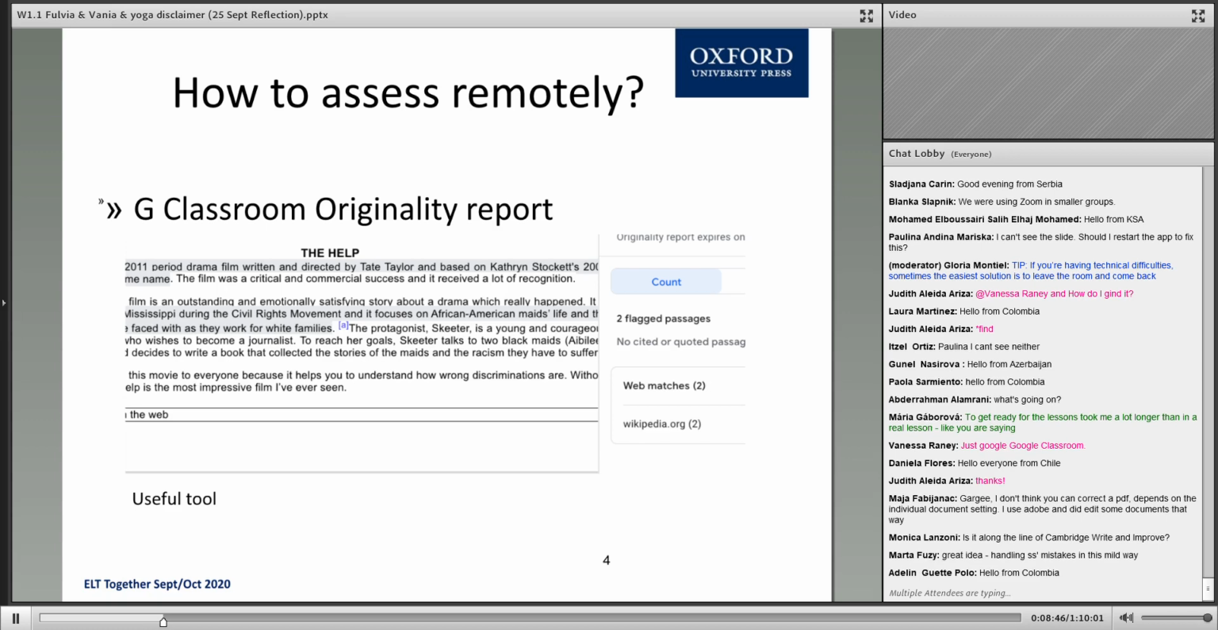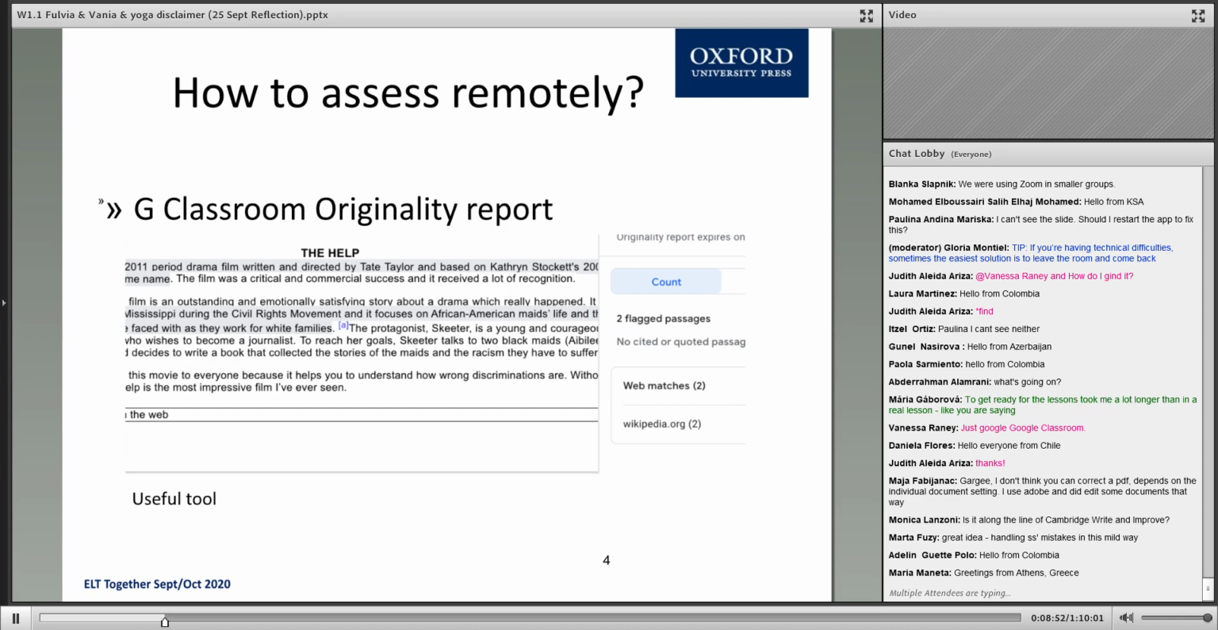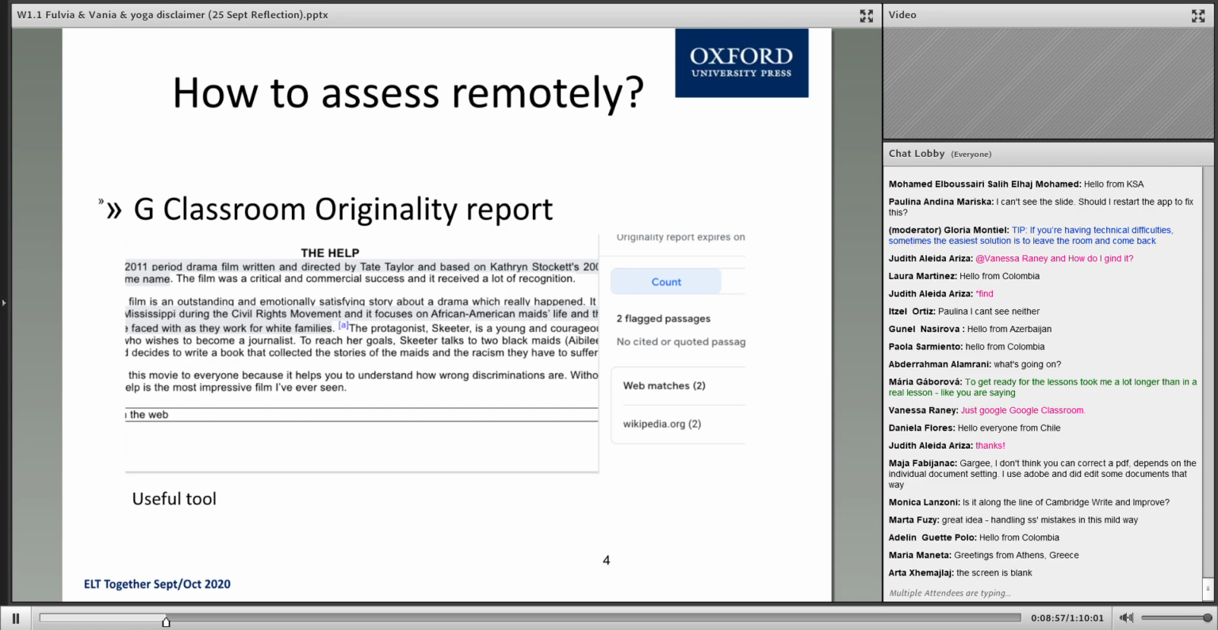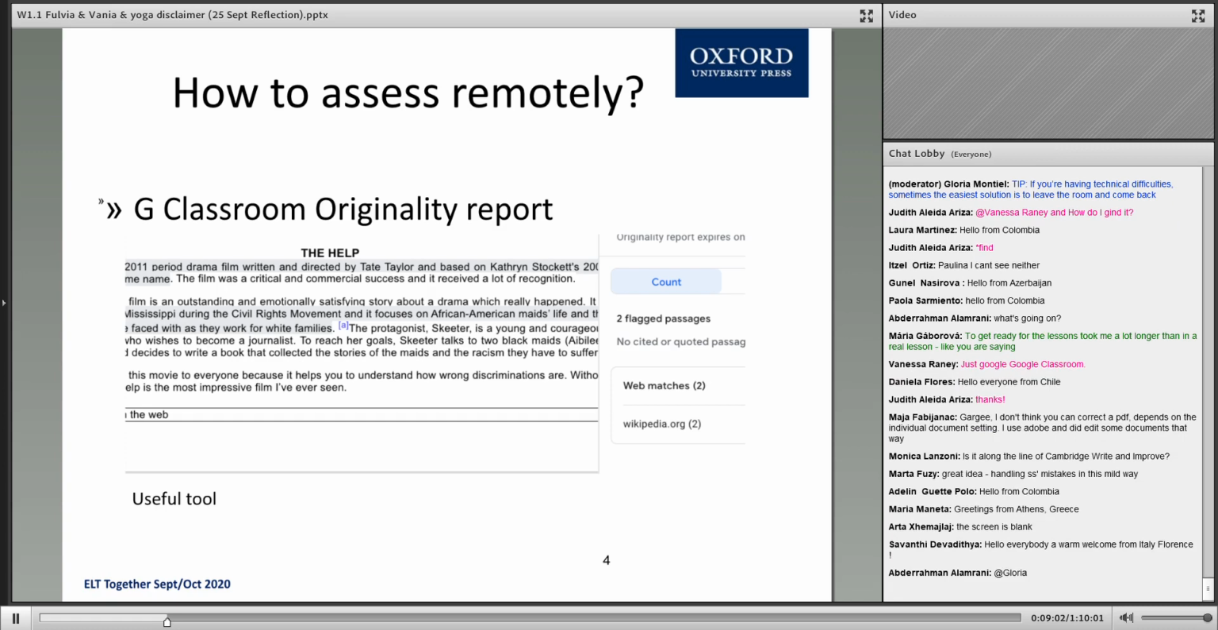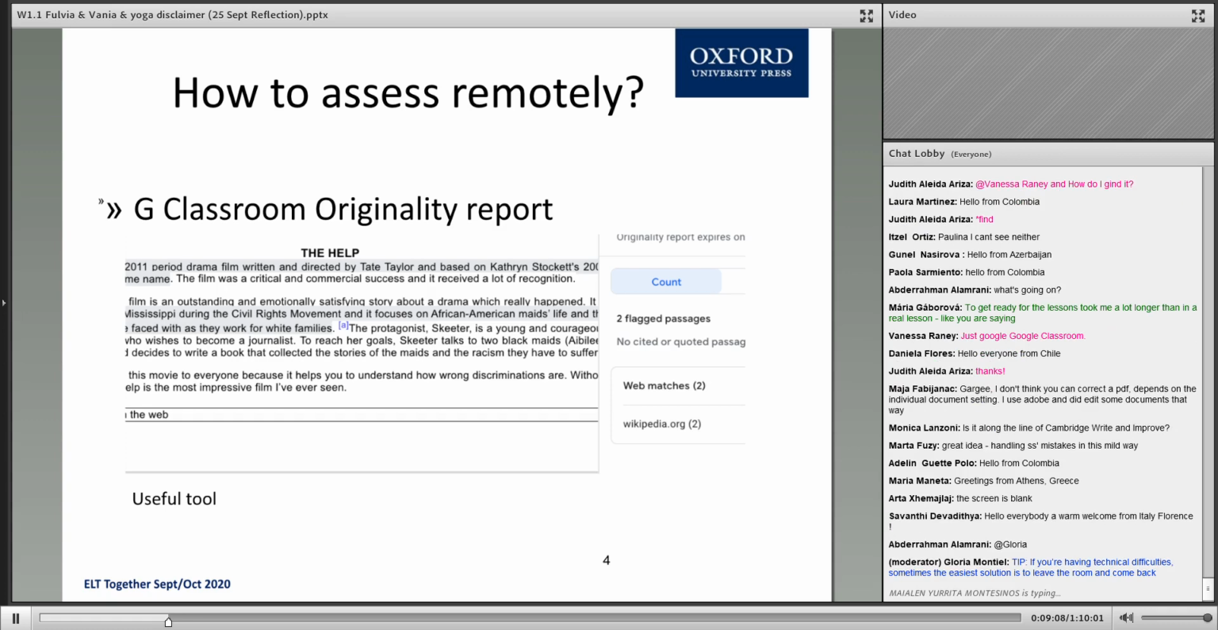You can create a Google document. You can write inside what they have to do. For example, this time it was to write a review of a movie. And you can activate this tool called Originality Report. Last year, it was just possible for those who used Google Classroom in English, but this year it is also available if you are using Google Classroom, for example, in Italian.